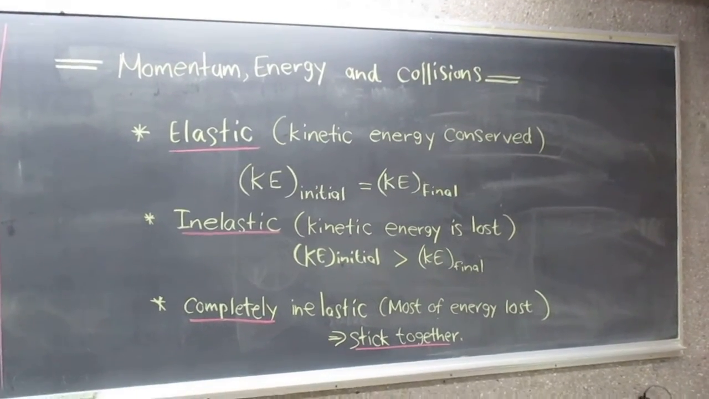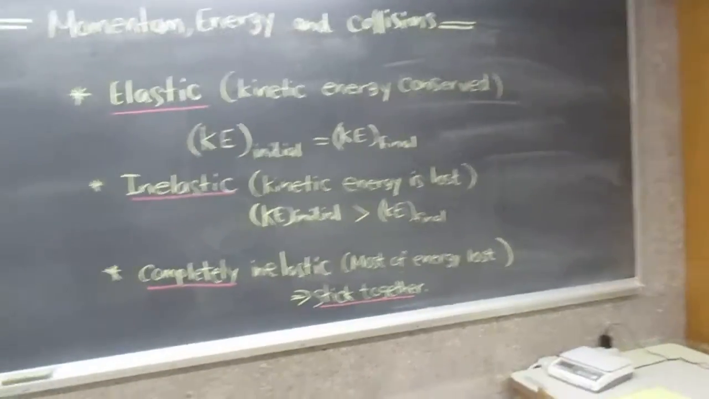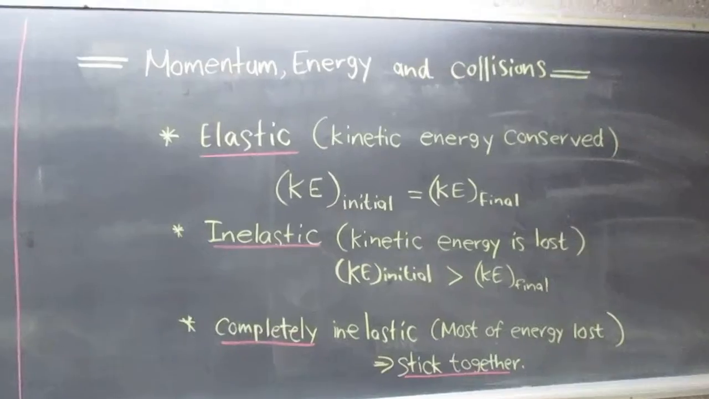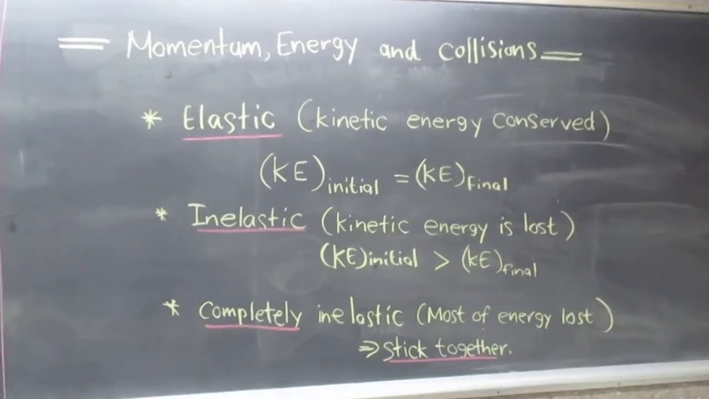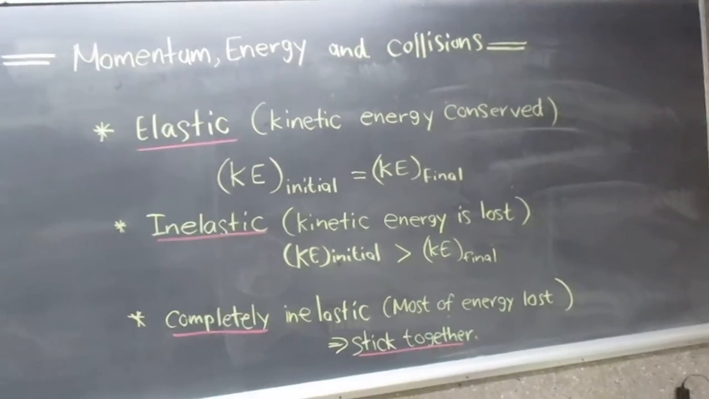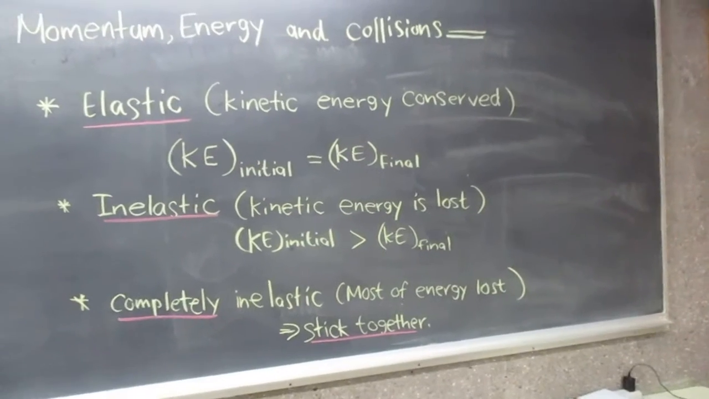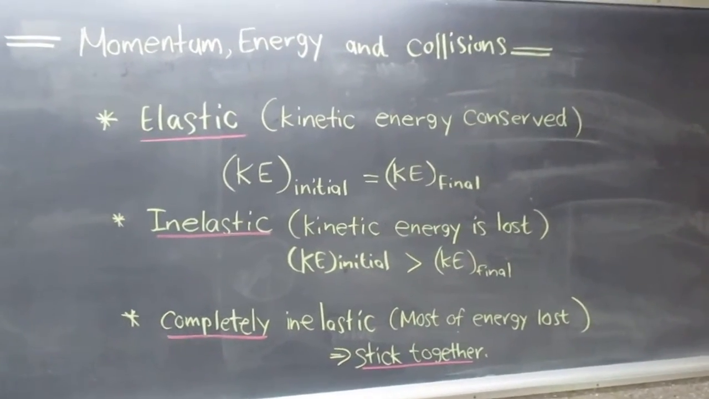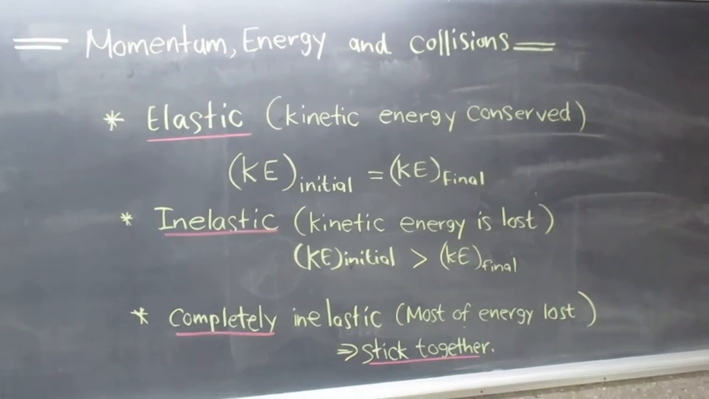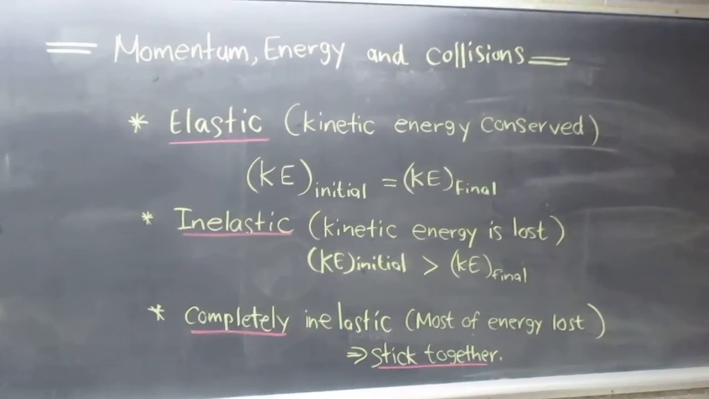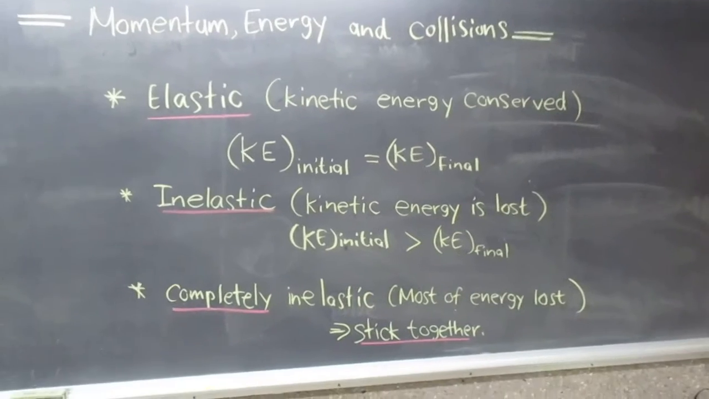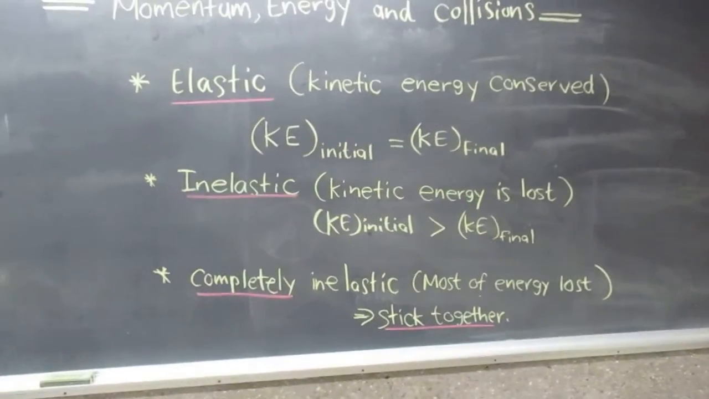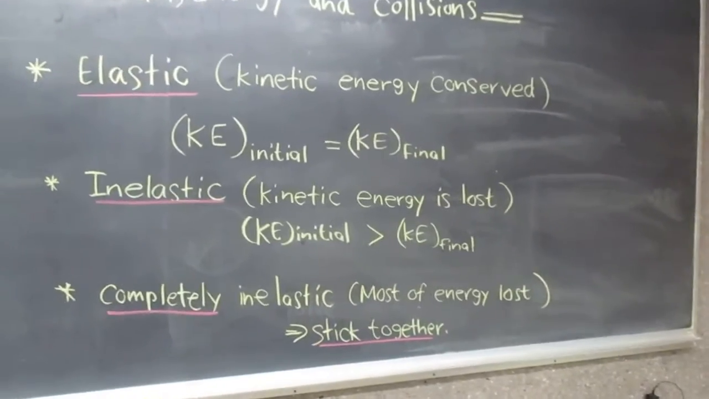Alright, welcome to Physics 201 online. So this is the first part of the momentum, energy, and collisions experiment. We have three types of collisions that we're going to be testing. Elastic, where kinetic energy is conserved, as you can read here. Inelastic, where some kinetic energy is lost, and completely inelastic, where most of the kinetic energy is lost and they stick together. So we're going to do a test run on this experiment here.